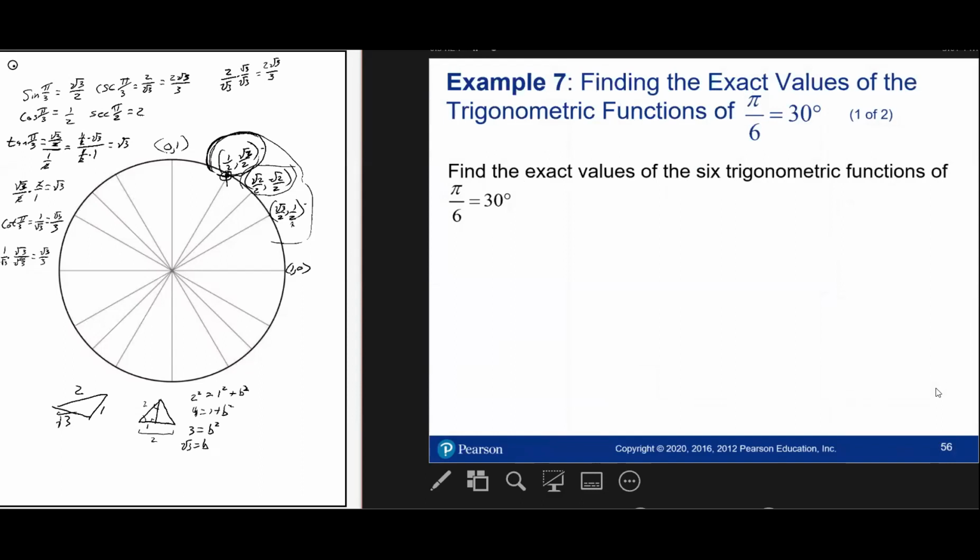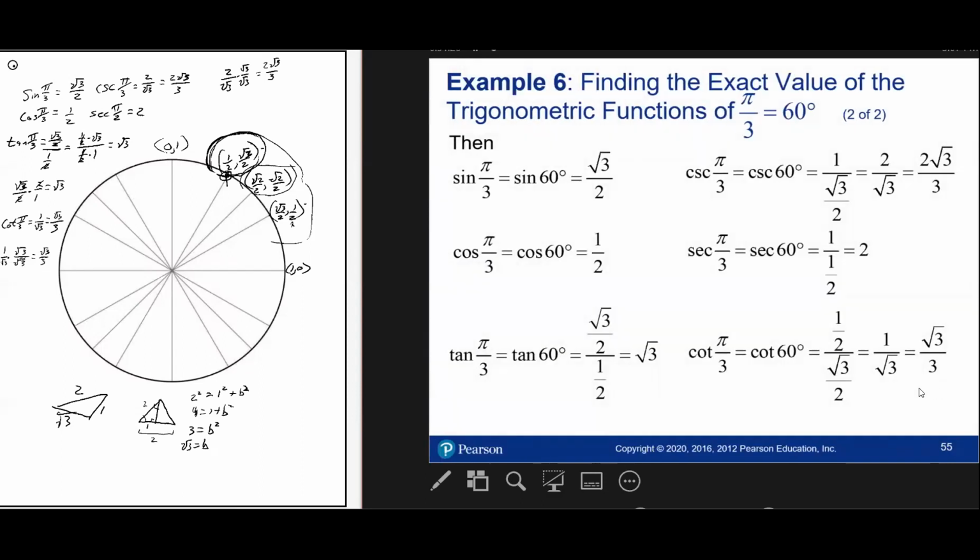Okay, so this is going to be the same thing. We're going to get the same numbers except the sine and cosine are going to be reversed. And that means the tangent and cotangent are going to be reversed.